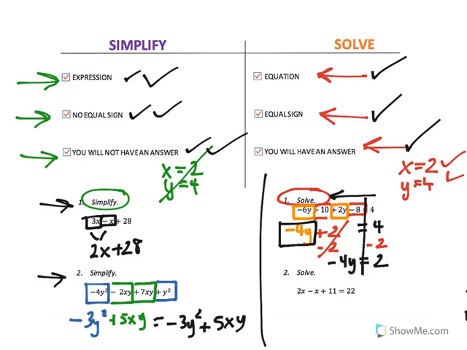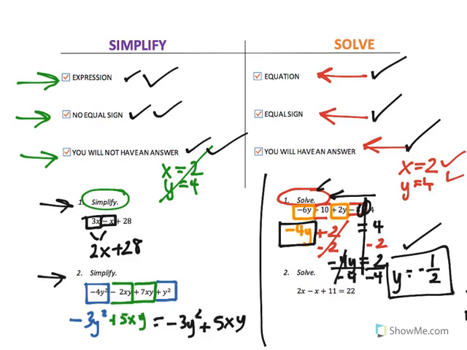The negative 4 is connected to the y through the operation of multiplication. Therefore, I need to divide both sides by negative 4. And I get y equals negative 1/2. Notice how my answer is something equals. The equal sign at the start and the word solve here lets me know I will be solving for a variable. Let's do the last one.